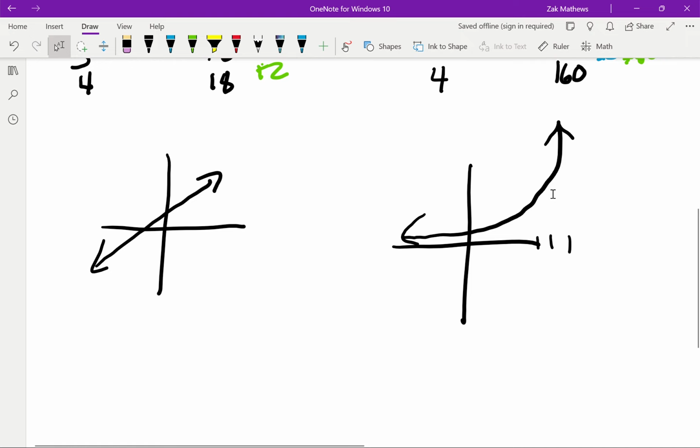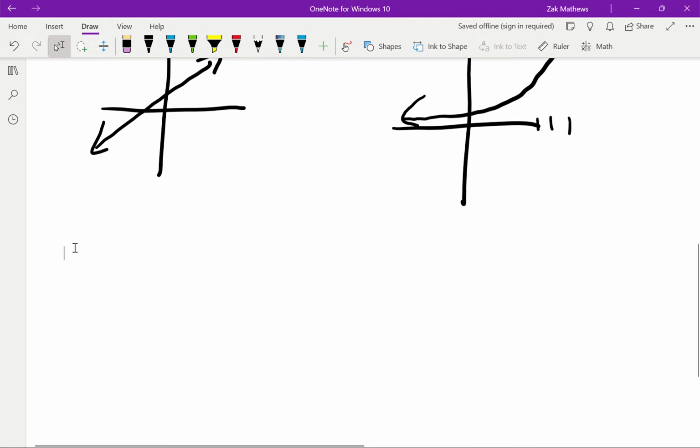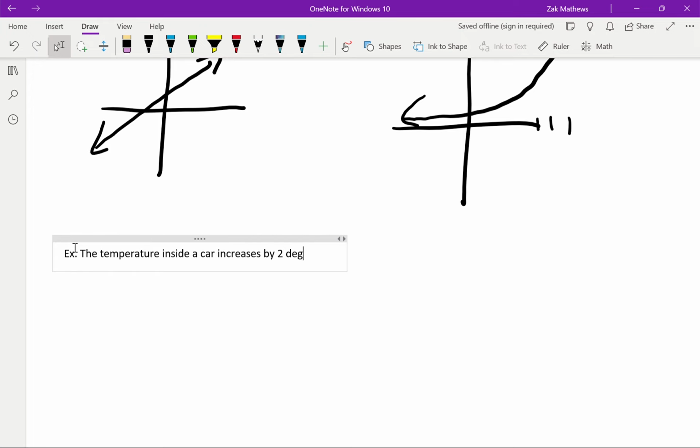So that's what we want to be on the lookout for here with linear and exponential growth. So let's give a couple examples of how these could appear. So an example of linear growth: the temperature inside a car increases by 2 degrees per hour until noon. So here we have an example of linear growth. We see that same amount of growth every single step, 2 degrees every single time.